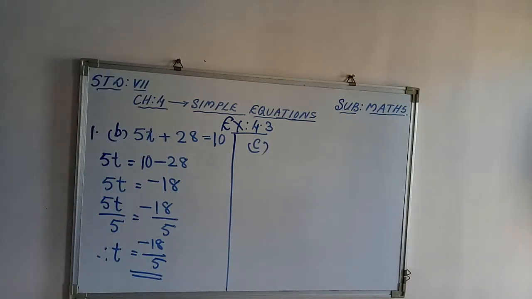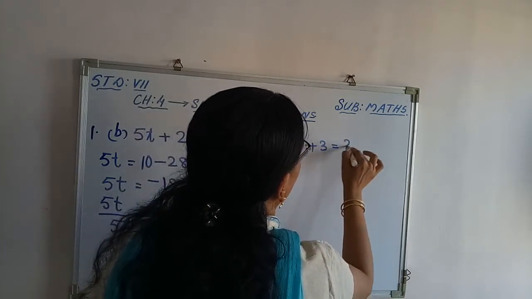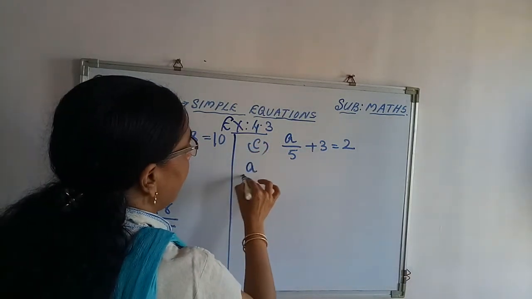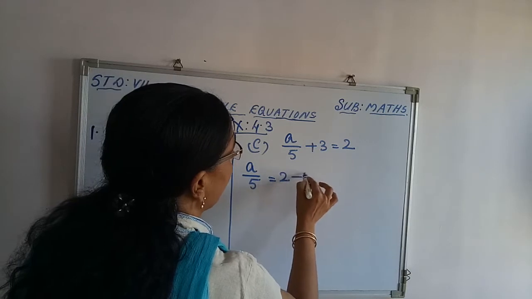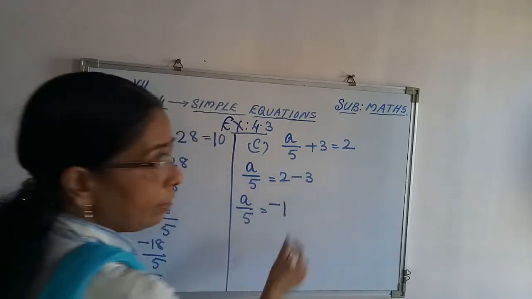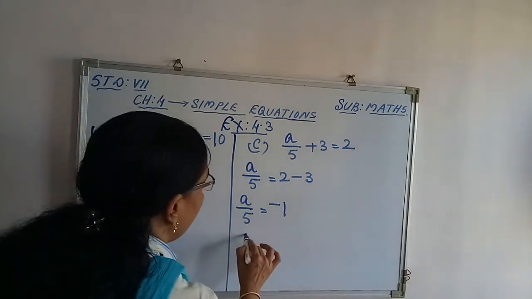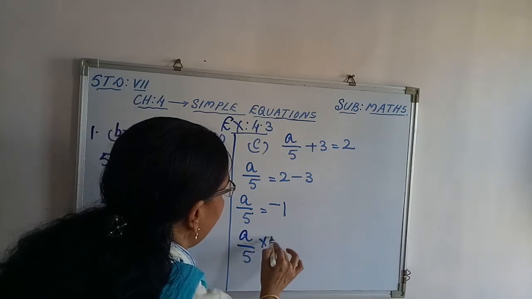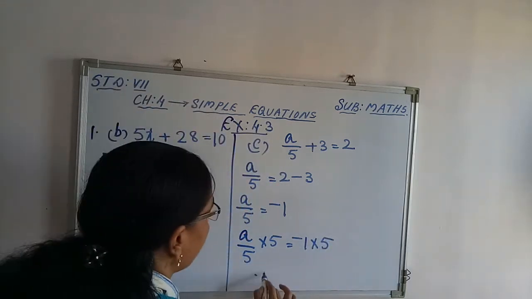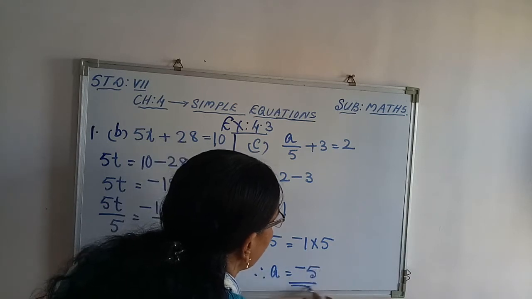a upon 5 plus 3 is equal to 2. Same way, transposing 3, we get a upon 5 is equal to 2 minus 3. Then a upon 5, you will get minus 1. 2 minus 3, minus 1. Then how to remove this 5? Multiply by 5. So we get a upon 5 multiplied by 5 is equal to minus 1 multiplied by 5. Therefore, 5 and 5 get cancelled. We get a is equal to minus 5.